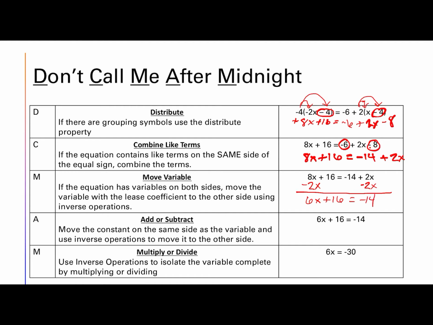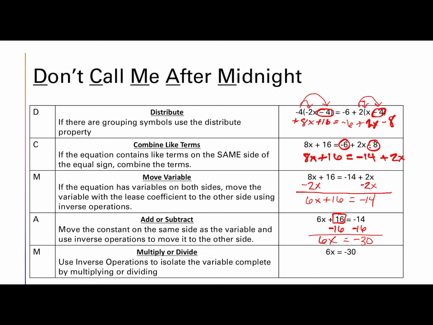Now the next step is to move our constant that's on the same side as our variable, so this 16, and we need to move it over here. So to get rid of 16, again, we've got to make it 0, so I'm going to subtract 16. And then I've got 6x equals negative 30, because negative 14 plus negative 16 is negative 30.